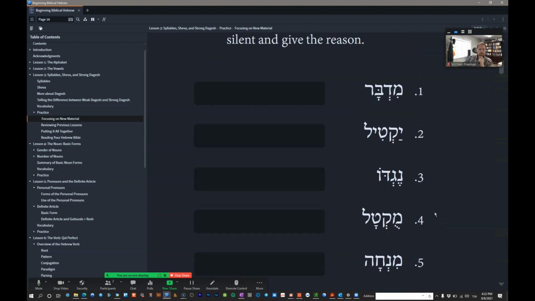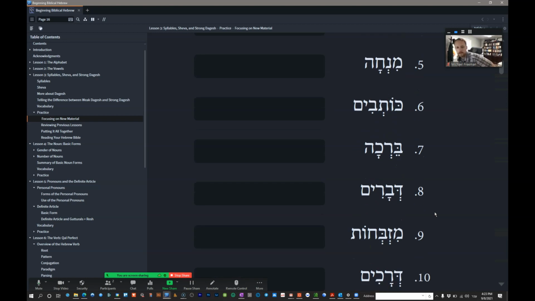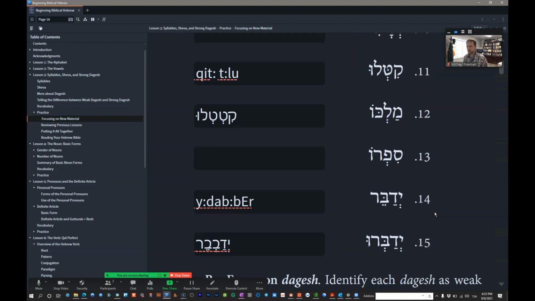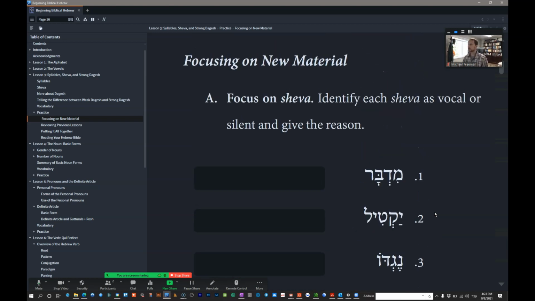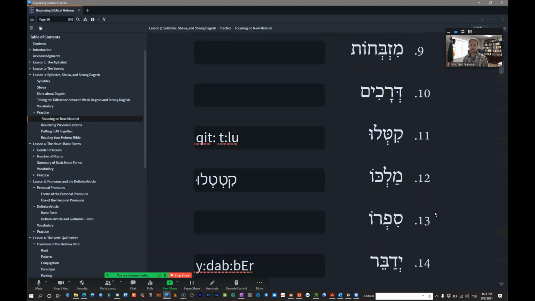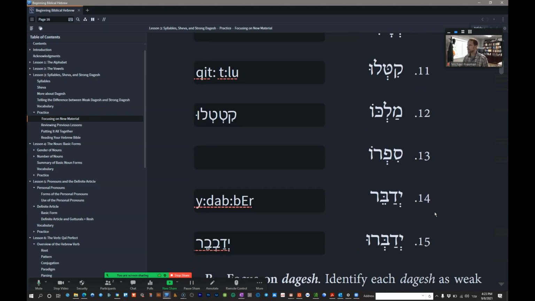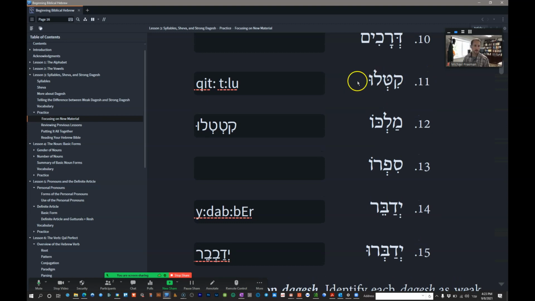So let's see here. We're on Keatlu, and that was number 11. Okay, so we did Keatlu. Again, this is the one, every single semester I get questions about this one because it is tricky. But remember, this dagesh forte means you have 2 tets there. And when you have a dagesh forte or a doubling dagesh, the first letter in that doublet is always going to have a silent shava.